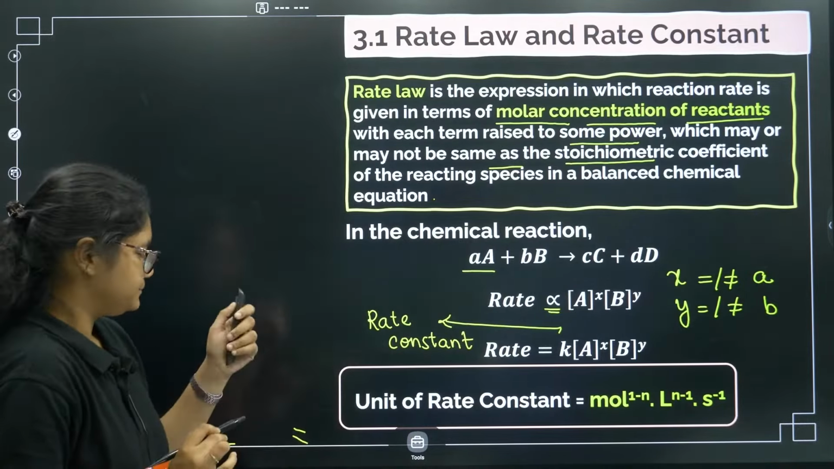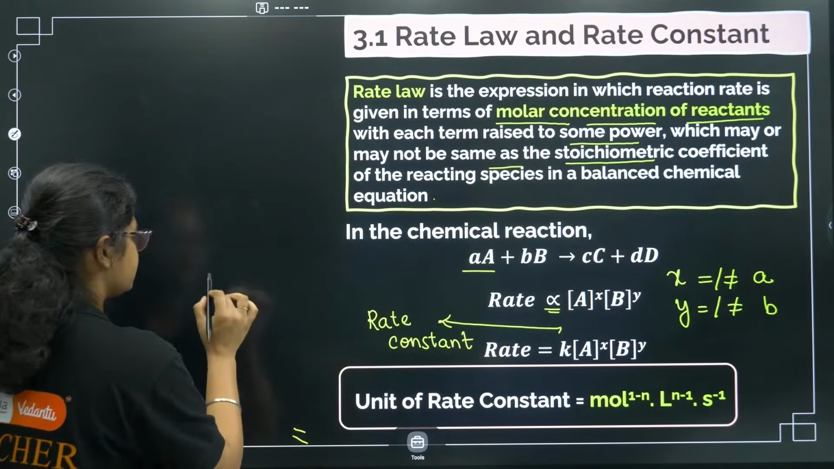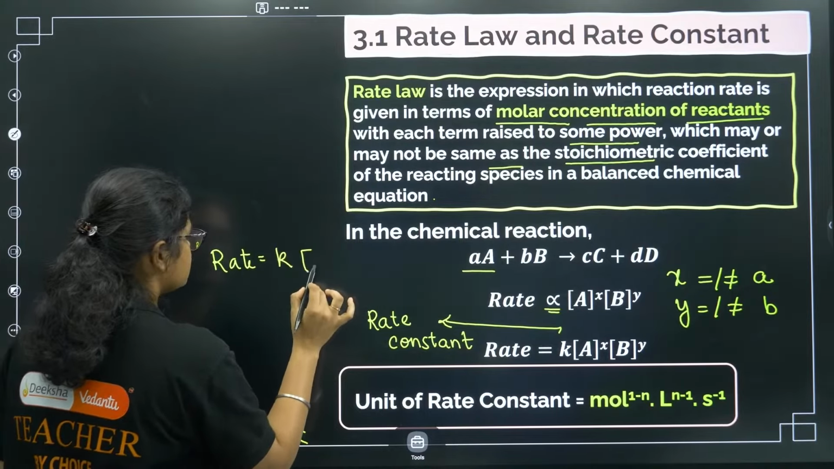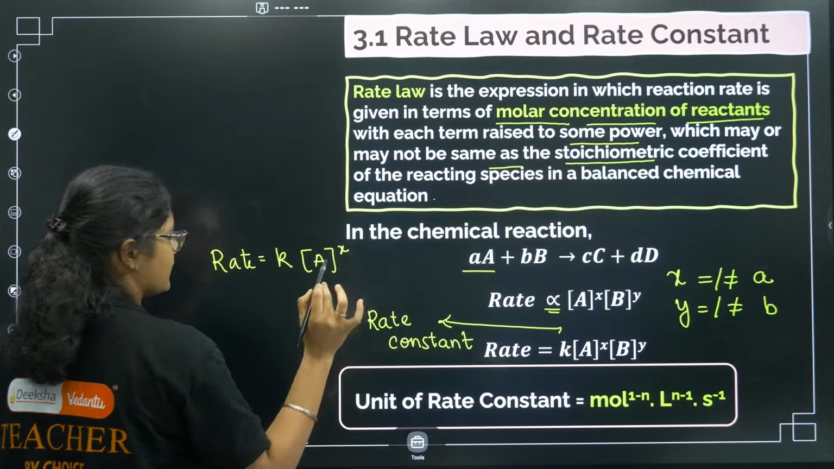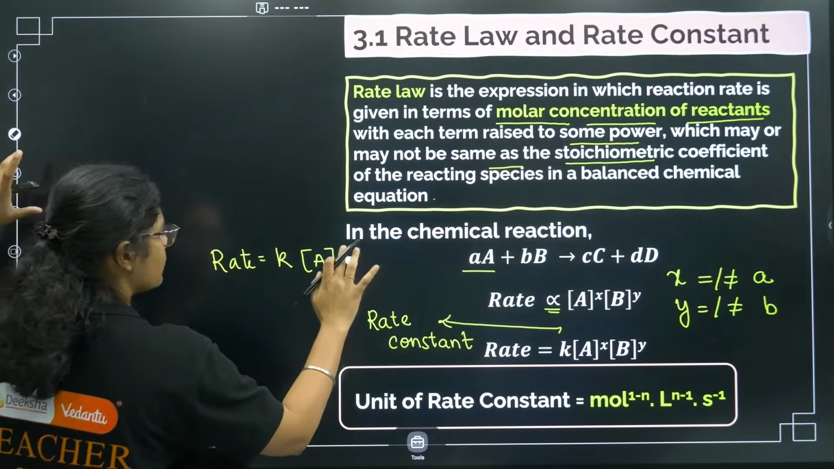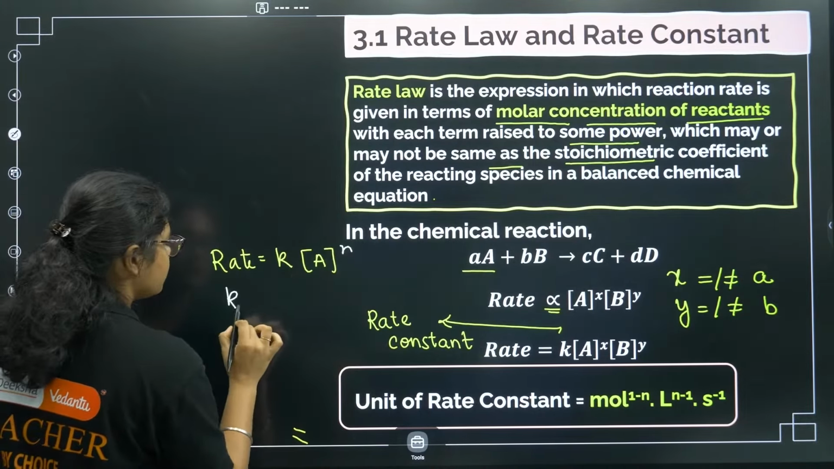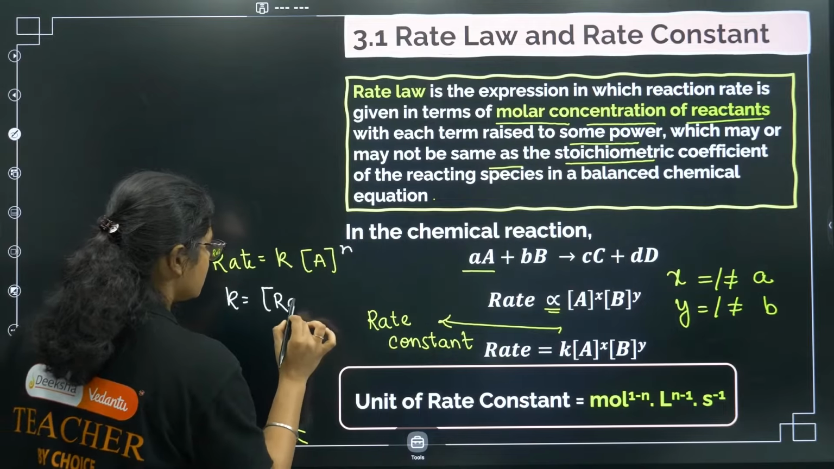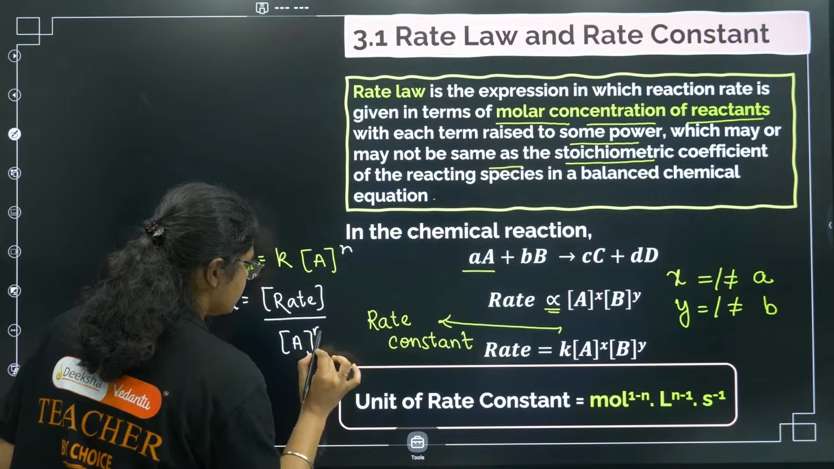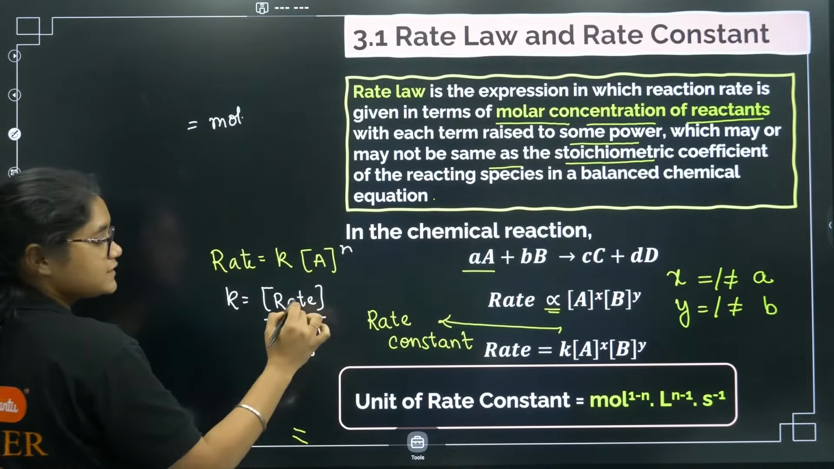Now coming to what will be the unit of this k. I'll just write like this, rate is equal to k into some concentration to the power of x. Or let me make it n, for more convenience I'll use the letter n. Now what is the value of k? It will be rate divided by concentration to the power n. Now what is the unit of rate?